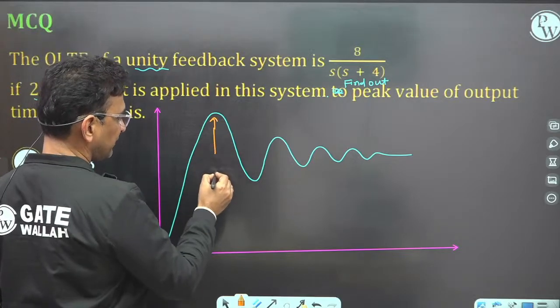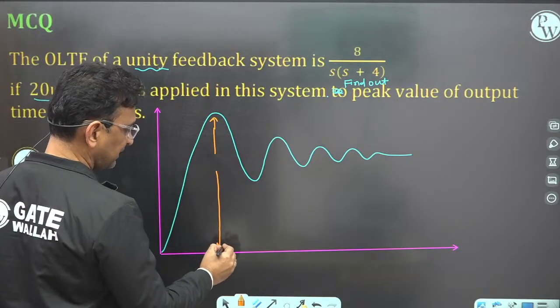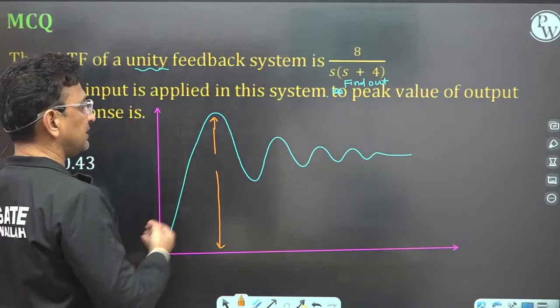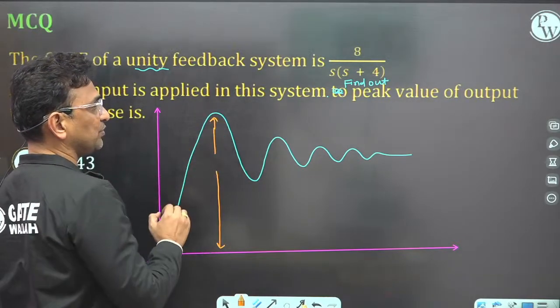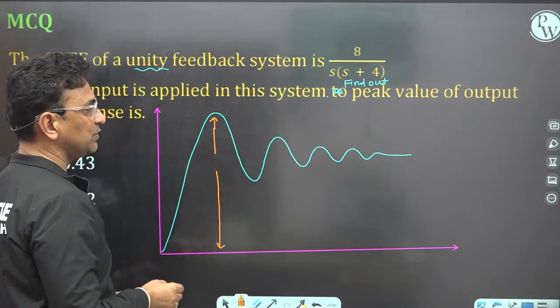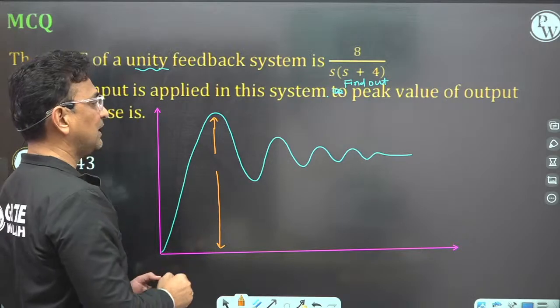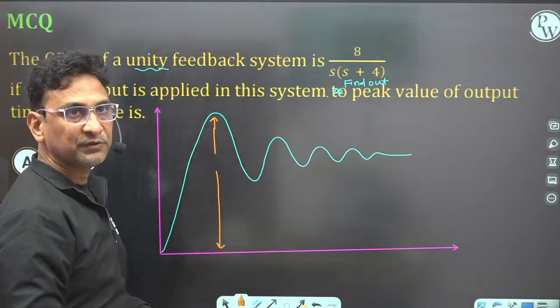We do not have to find out the peak overshoot. We have to find out the maximum value of output. Peak overshoot is nothing but the difference between the maximum output and the steady state output. So I'm not going to find out the peak overshoot. It is the maximum value of the output that you have to find out.